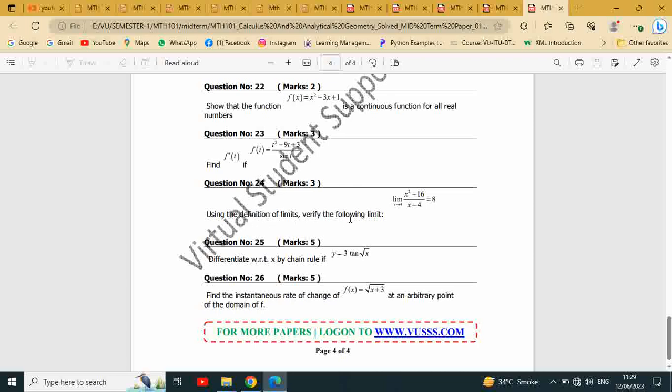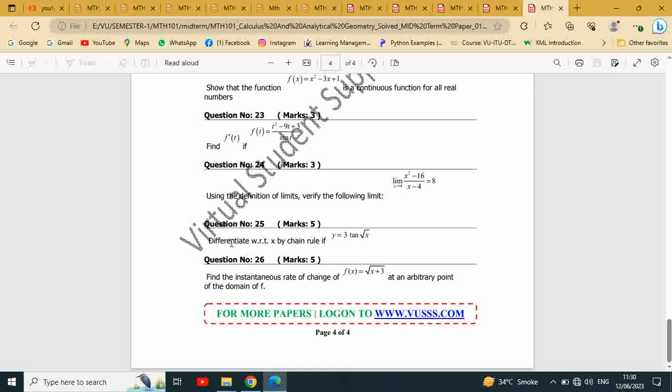definition of limit, find the following limit. The limit as x tends to 4 of x square minus 16 divided by x minus 4 is equal to 8. This is a 5 marks question: differentiate with respect to x by the chain rule if y is equal to x and tangent of square root of x. This is again 5 marks: find the instantaneous rate of change of f(x) is equal to x plus 3 under root at an arbitrary point of the domain of f.